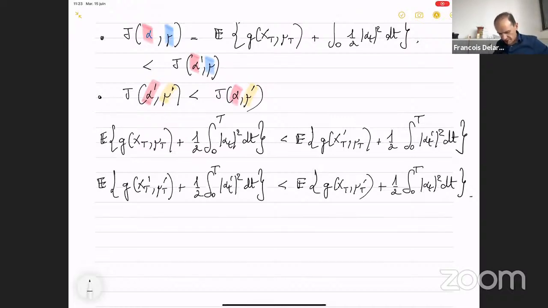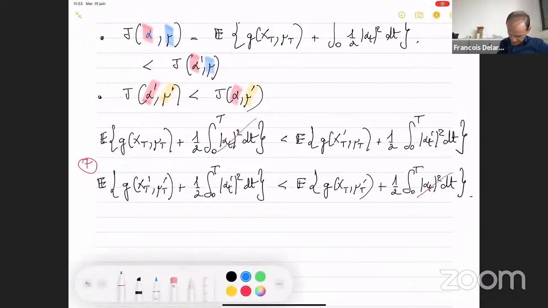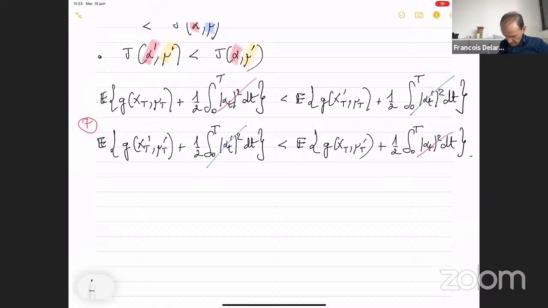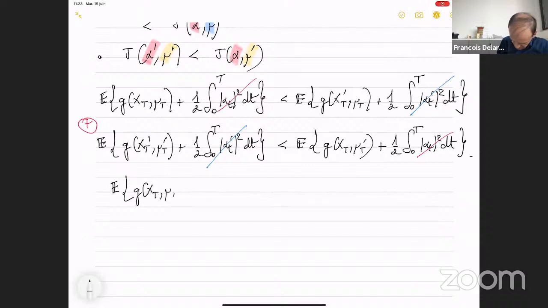Okay, not very funny to write down anyway. And now you make the sum between the two things. You sum these two guys. What happens? This one is going to cancel with this one, and this one is going to cancel with this one, right? And so at the end of the day, what you have is E of G of x_t mu_t.